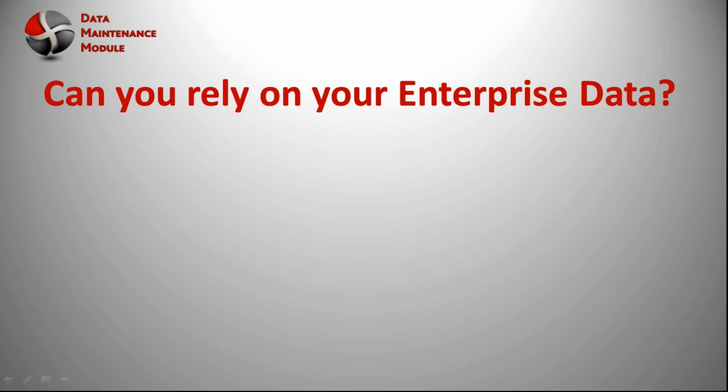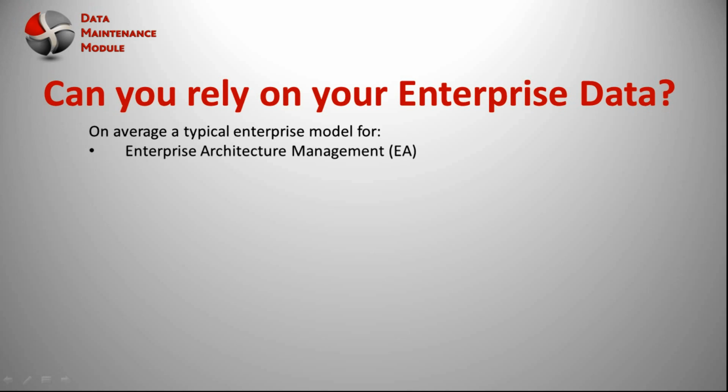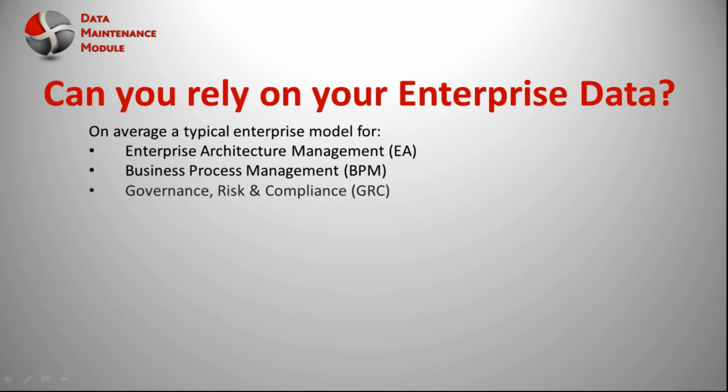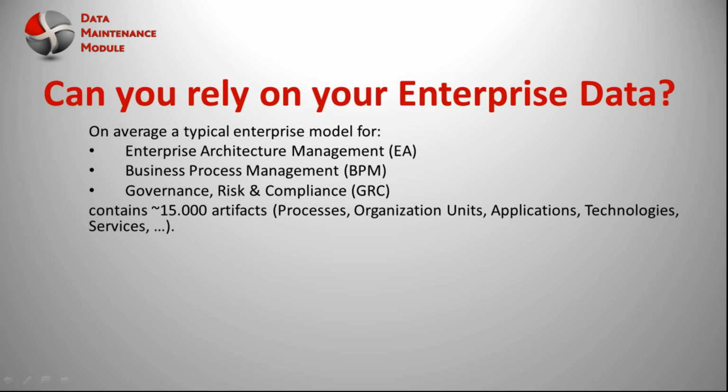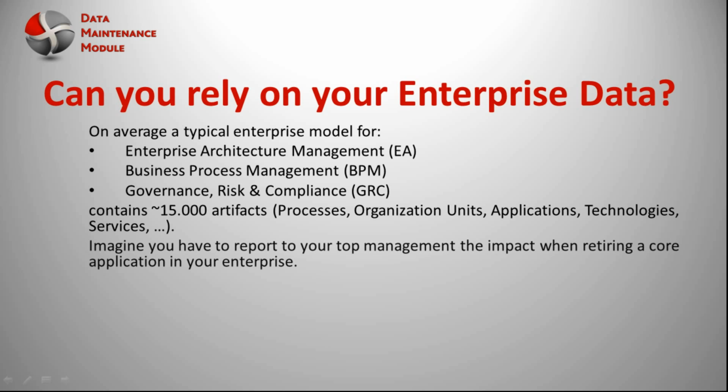Can you rely on your enterprise data? On average, a typical enterprise model for enterprise architecture management, business process management, governance, risk and compliance contains around 15,000 artifacts like processes, organization units, applications, technologies, services and many more. Imagine you have to report to your top management the impact when retiring a core application in your enterprise.